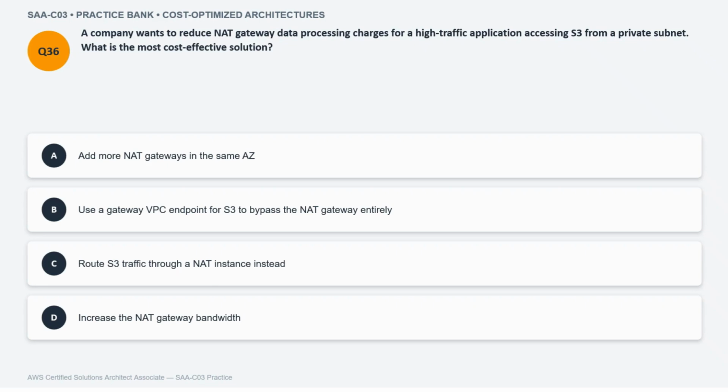So we can go with the Amazon VPC endpoint for S3 to bypass the NAT gateway entirely, because here we are asking about NAT gateway data processing charges for a high traffic application accessing S3 from a private subnet. A gateway VPC endpoint for S3 routes traffic directly and privately without traversing the NAT gateway, eliminating the data processing charges for that traffic, so we can go with option B.